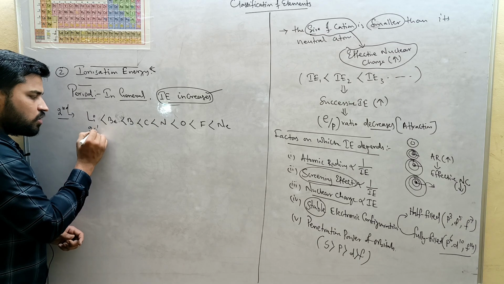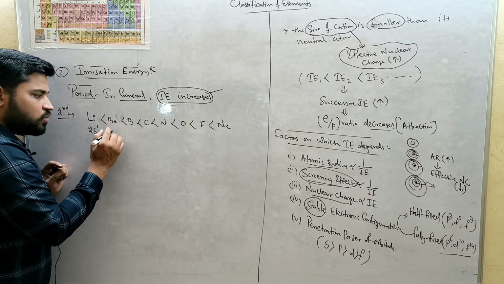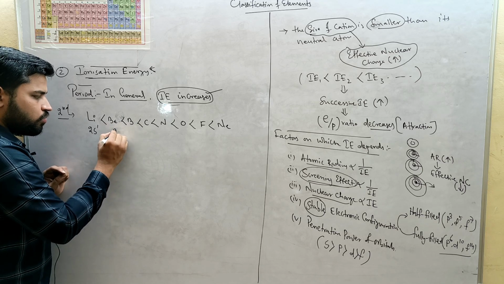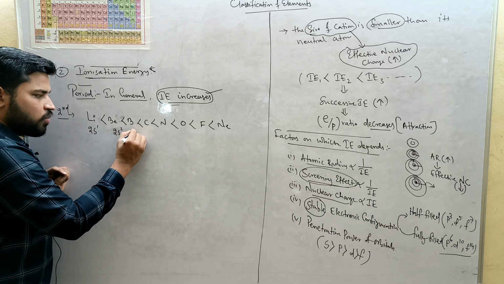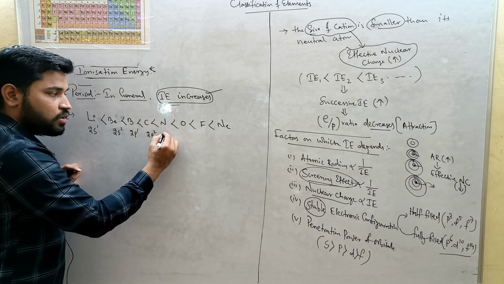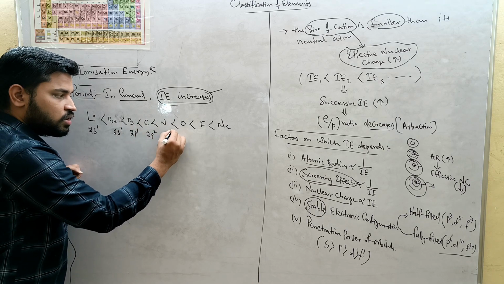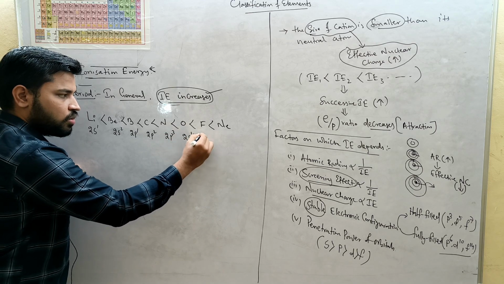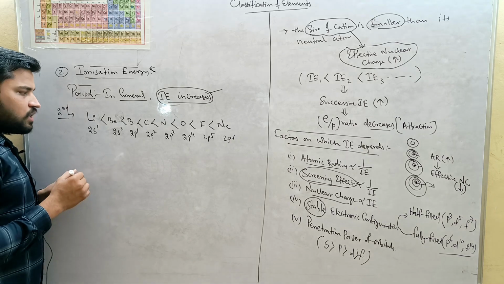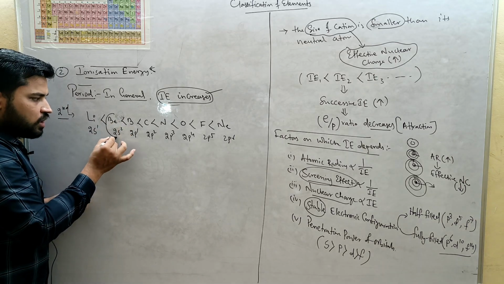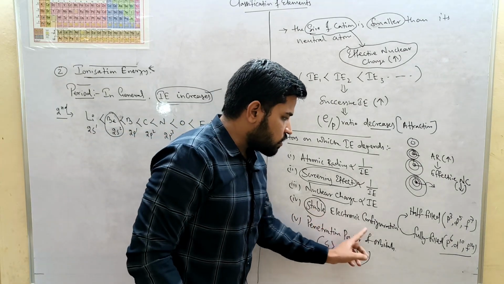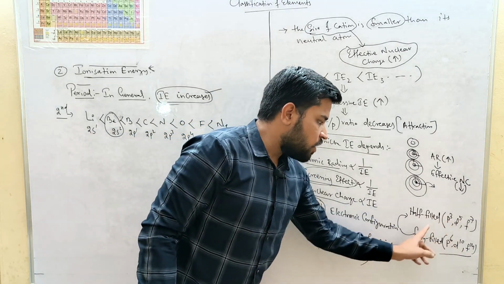We can write the outermost electronic configuration: 2s1, 2s2, 2p1, 2p2, 2p3, 2p4, 2p5, 2p6. I'm just writing the outermost electronic configuration. Now you will see beryllium is 2s2. I told you that electronic configurations are stable when they are half filled or fully filled.